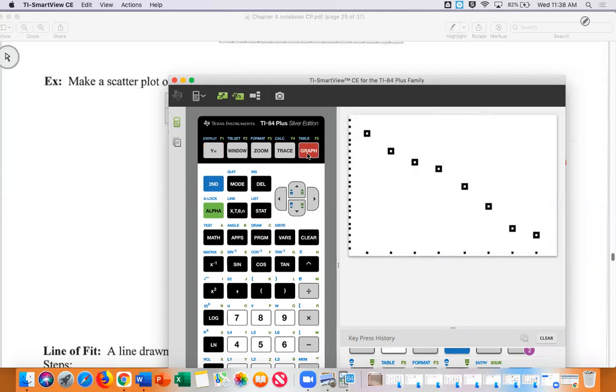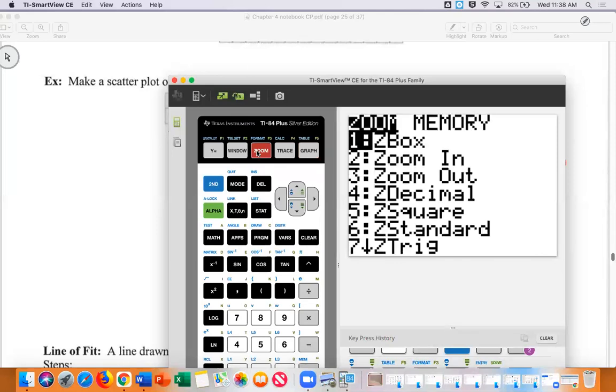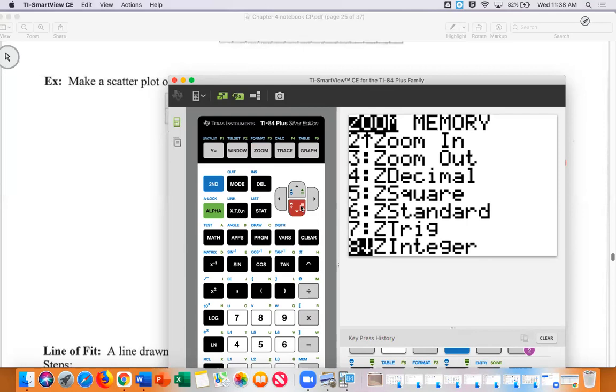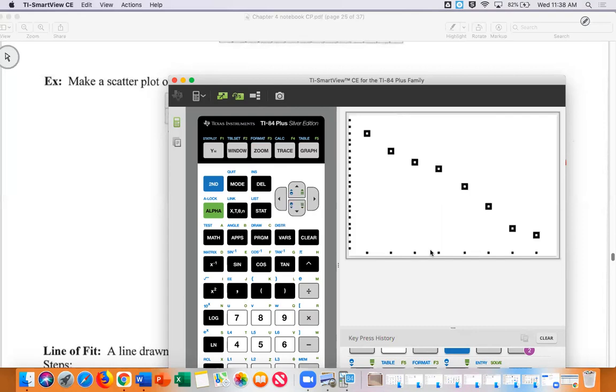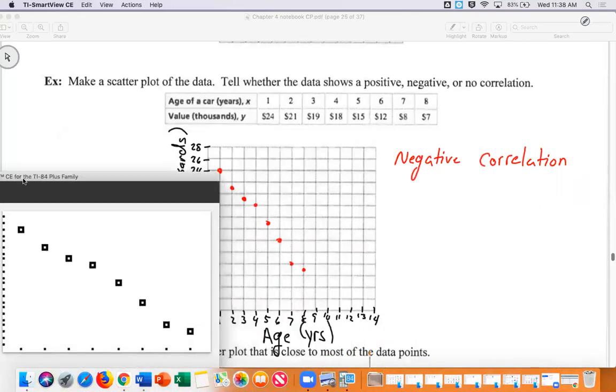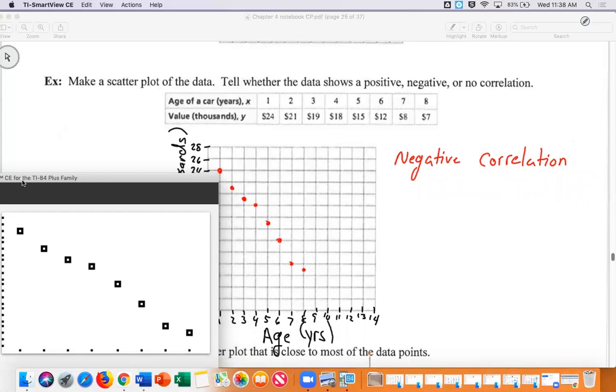Did anything come up? All right, hit zoom, which is on the top row, right? Then we're going to go down to number 9. And it says zoom stat, correct? Yep. Hit enter. Okay. We're there? Yep. All right. Notice my dots look the same, right? They look pretty similar. Right, Chucky? John? Maddie? Your dots look the same?